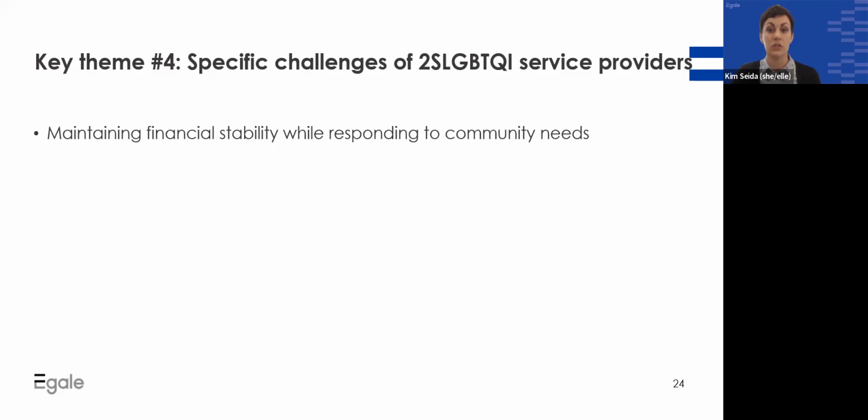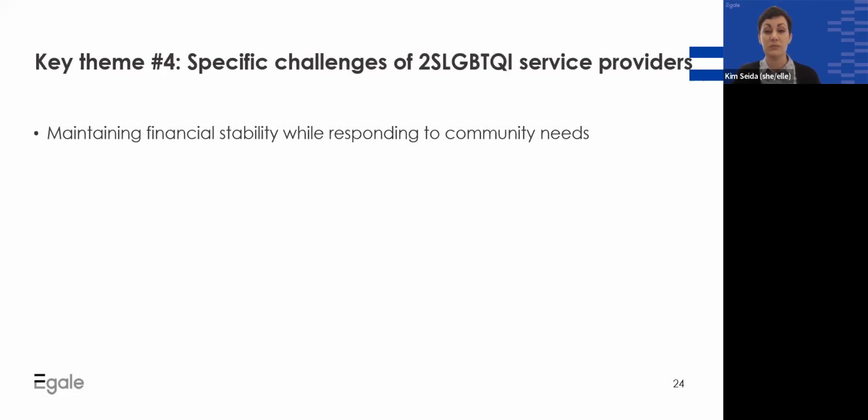Multiple 2SLGBTQI service providers talked about how they felt that there was an onus on them to shift their fee structure or provide pro bono work, because they felt that the purpose of their work wasn't to make money, but, and I quote here, "to help support folks so that they don't die."